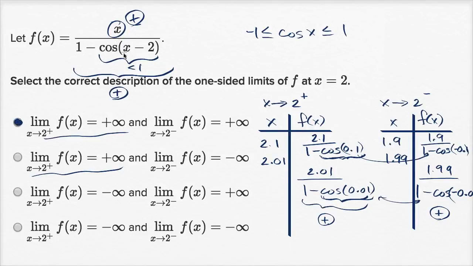But you should also feel good about it, that the closer that we get to 2, the closer that this value right over here gets to 0, and the closer that this value gets to 0, the closer we get to 1. The closer we get to 1, the smaller the denominator gets, and then you divide by smaller and smaller denominators, you're going to become unbounded towards infinity, which is exactly what we see in that first choice.